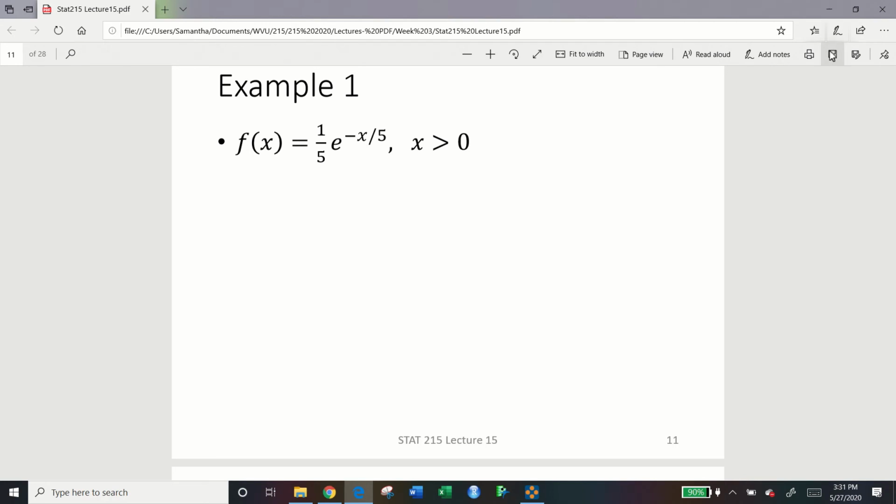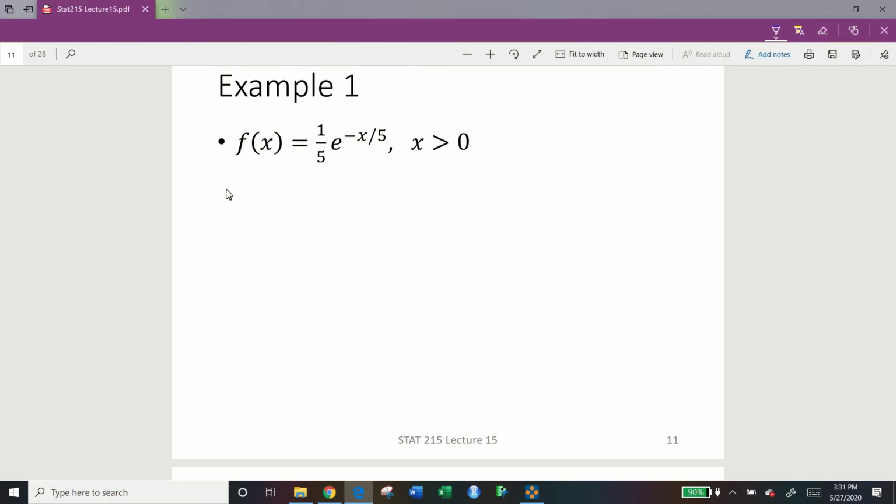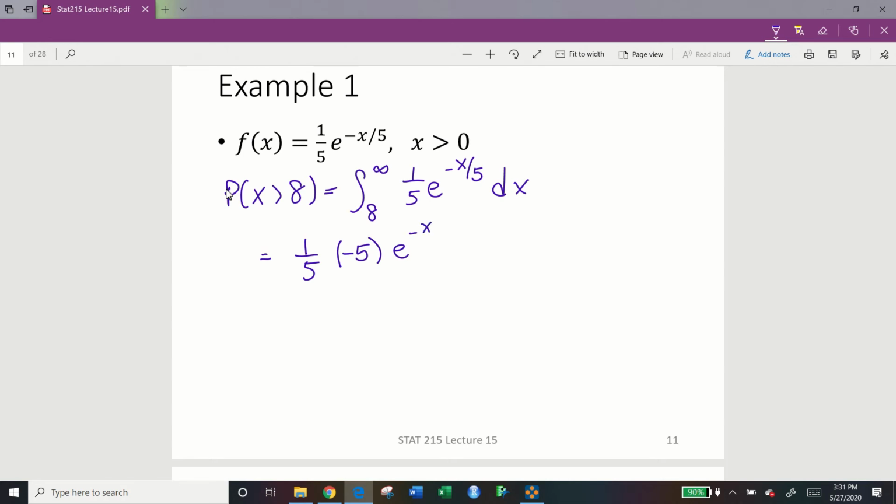We are asked to find the probability of X being greater than 8. So at this point, we'll start by integrating from 8 to infinity of (1/5) e^(-x/5) dx. Now we will integrate, so we have 1/5 multiplied by negative 5 e^(-x/5), and we'll take this from 8 to infinity.